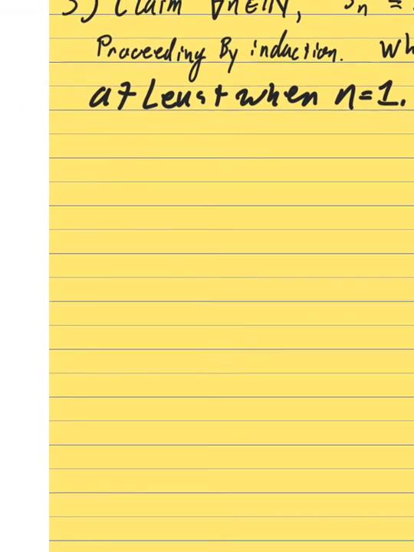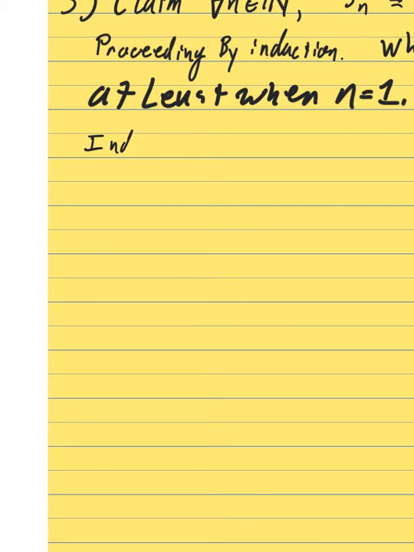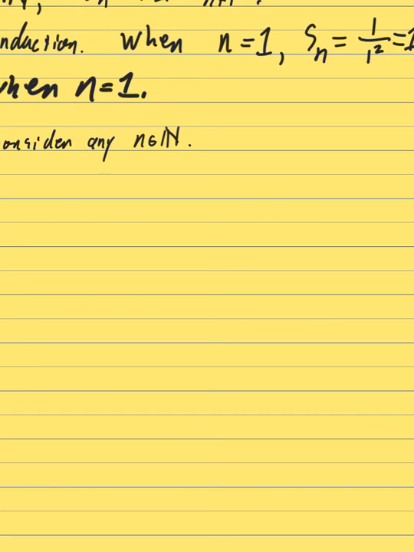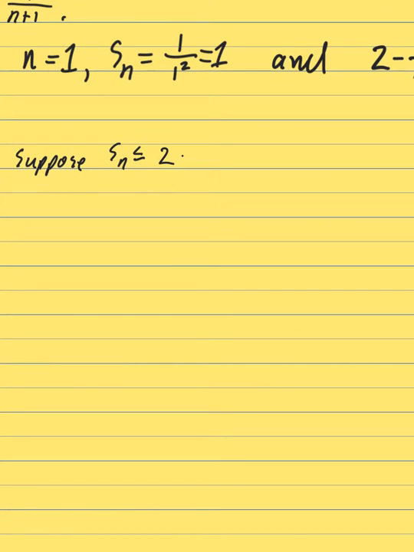Next, the inductive step. So the inductive step, I need to prove that if the claim holds for a number n, no matter what n is, then it holds for the next number. So let's consider any n in the natural numbers. Let's suppose s sub n is less than or equal to 2 minus 2 over n plus 1.